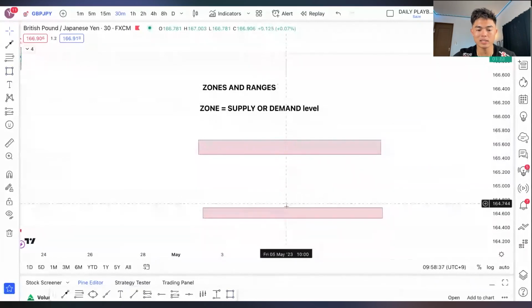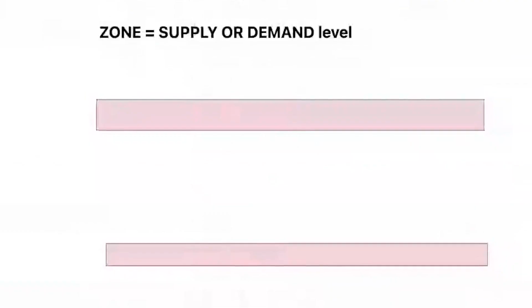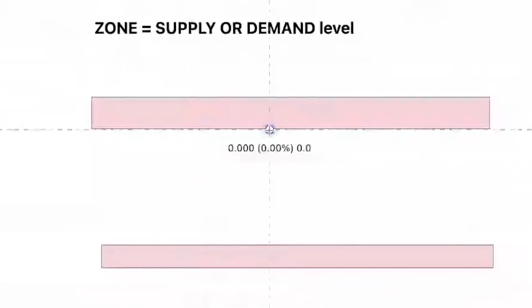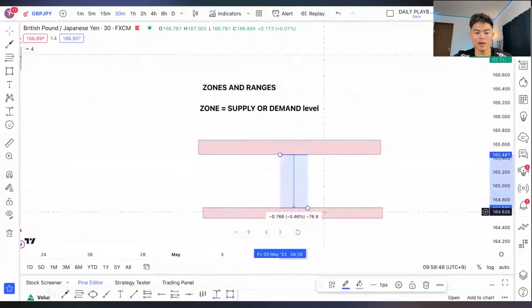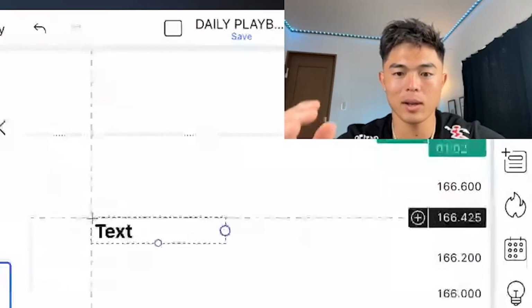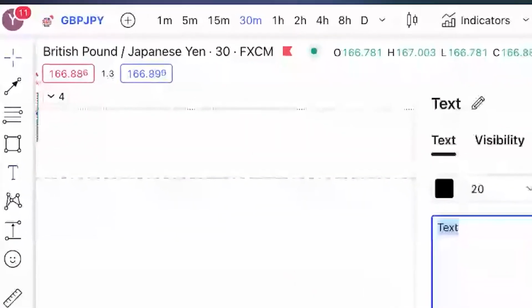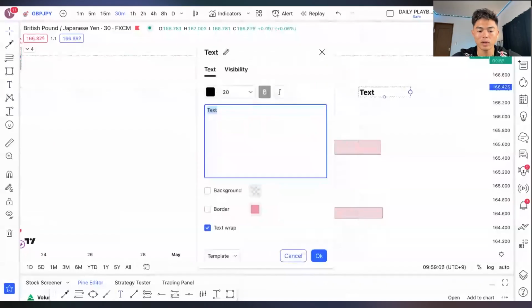What the range essentially is, is the distance between two zones. The distance between this supply zone and this demand zone is right here, 76 pips. I have a very simple criterion when I'm trading zones and ranges: I like to have a particular amount of pips per range. For GJ, which is GBP/JPY, I like to see anywhere from 25 to 35 pips as the range.